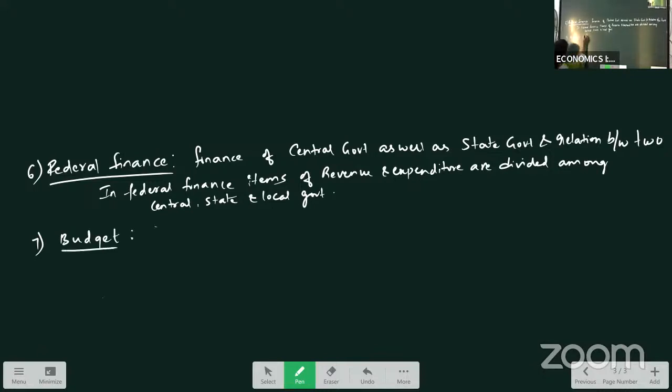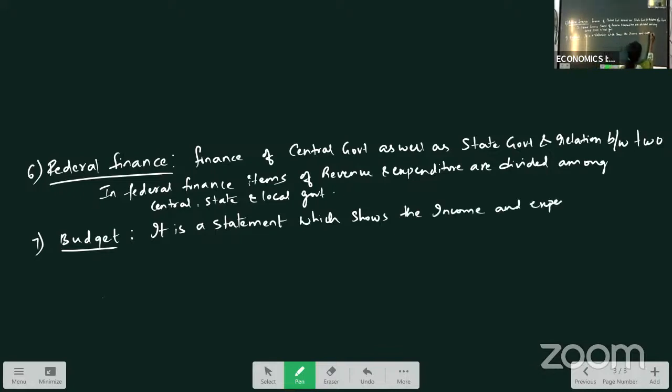Budget means what? It is a statement which shows the income and expenditure of the government for a financial year. So here we can say, what do you mean by budget? Budget means it is a statement which is prepared by the government, which shows the income and expenditure of the government for the financial year. So that concept is called as budget.